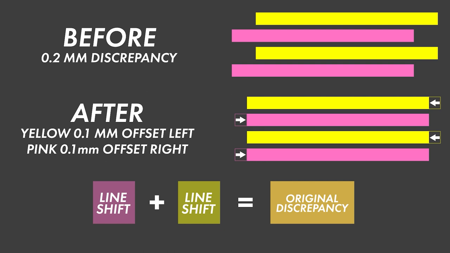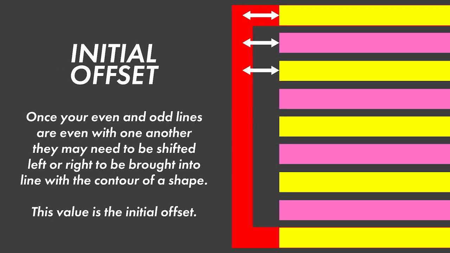A few basic parameters make up the offset adjustment variables. The first is the line shift, which is the distance between the odd and the even lines at the edge of the mark. Once we've handled our line shift and our odd and even lines are even with one another, next is the initial offset. At times when there is an extreme line shift being corrected, this can cause a bordering or contour line to be misaligned from the fill engrave and will need to be shifted left or right to be brought back into alignment.